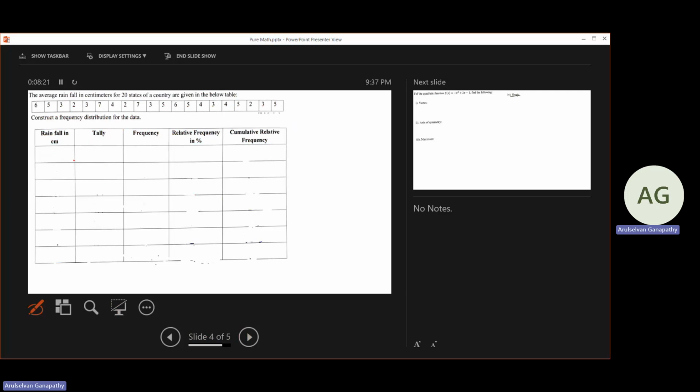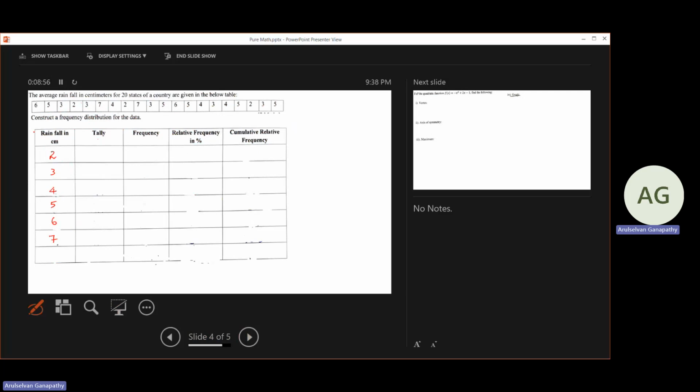Here we have the average rainfall in centimeters for 20 states of a country. We are given some numbers: 6, 5, 3, 2, 3, 7, 4 and so on. What is the smallest number? We have 2. What is the next number? 3. What is the next number? 4. Next 5, then 6, then 7. So we have these numbers. Let's go for the tally.